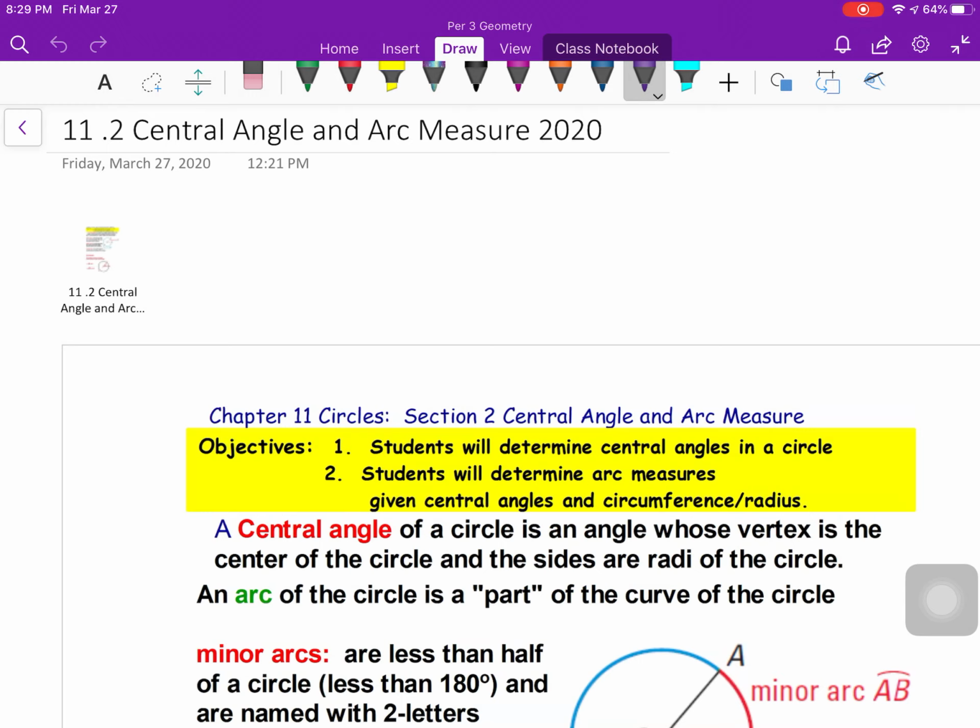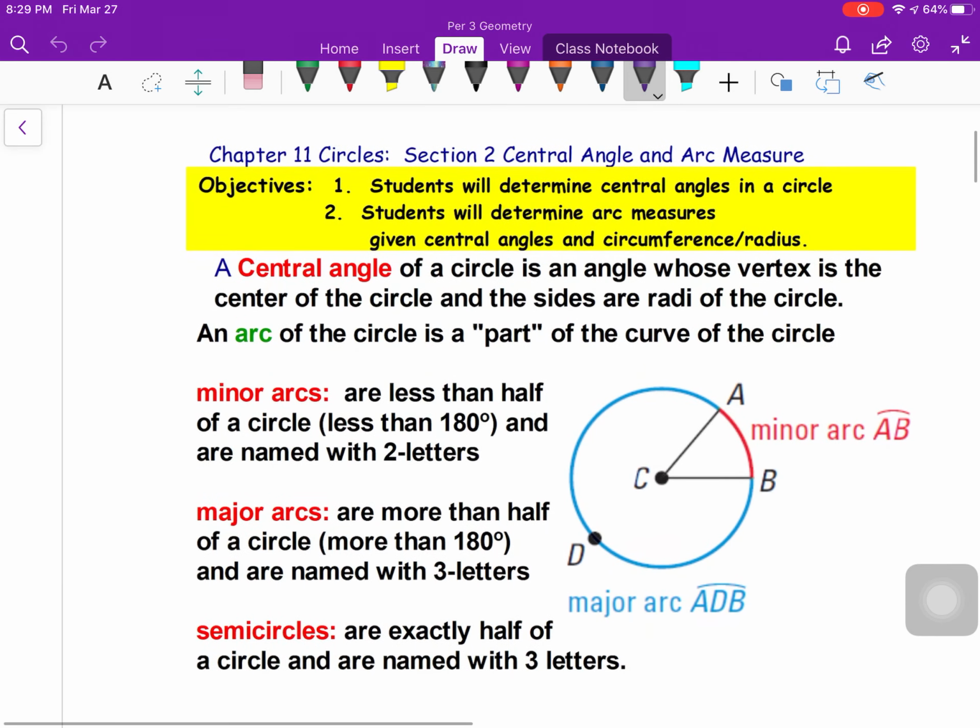In this second section of Chapter 11, Section 11.2, we'll talk more about angles, central angles specifically, and also about the arcs. Remember, we learned about arcs in Section 11.1. A central angle we've talked about in a previous chapter. A central angle is an angle that has its vertex at the center of the circle, and the sides of the angle are radii of the circle. So over here, this angle, A to C to B, would be a central angle.